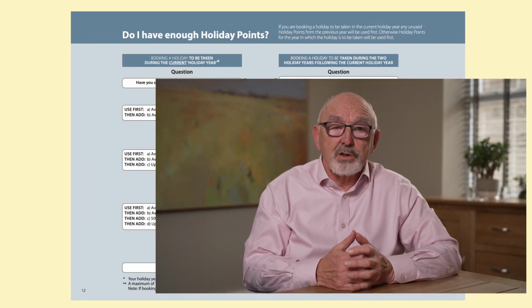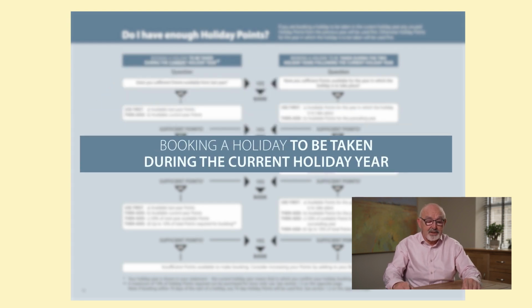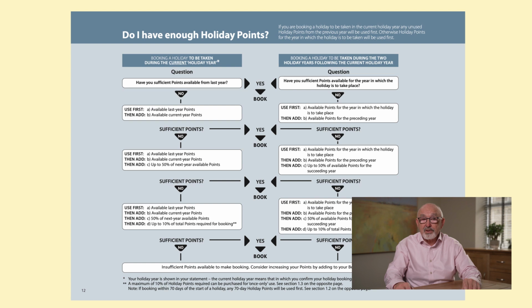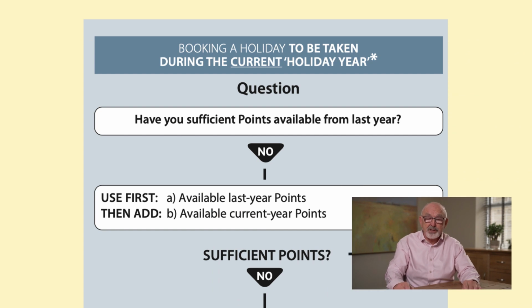The first one, the column at the top left-hand side of your screen now, is booking a holiday to be taken during the current holiday year. The right-hand side is the other type of holiday, which we'll come on to, but I'm going to concentrate entirely on getting you to understand the first one, booking and taking in the same holiday year. You can now see it slightly bigger, because I know we're all reaching for our spectacles: booking a holiday to be taken during the current holiday year.